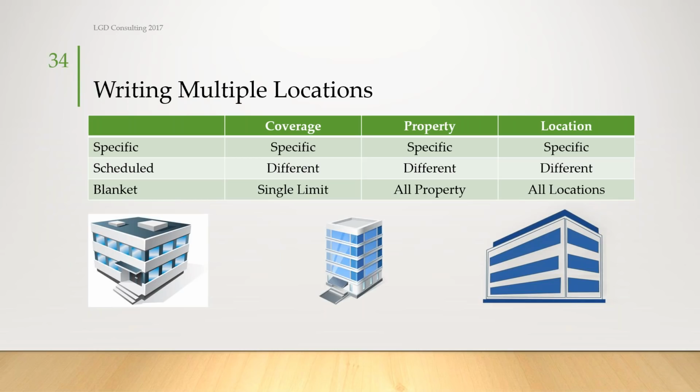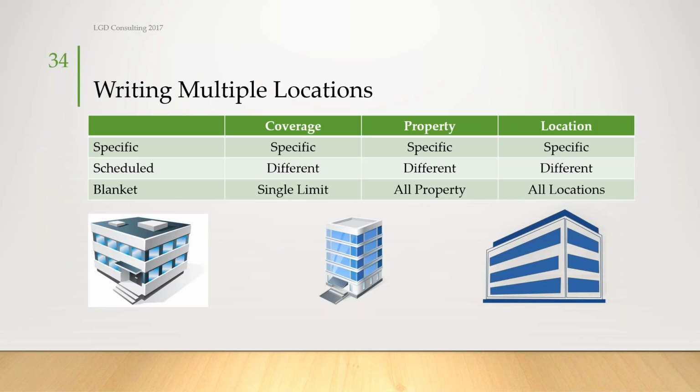Now, let me explain these two. On the test, they're going to give you an example. Someone has specific amounts of coverage on specific pieces of property at different locations. Or someone has different amounts of coverage on specific pieces of property at specific locations. Or maybe they have specific amounts of coverage on different pieces of property at specific locations. Now, anytime you see the word different in one of those 3 categories, different coverage, different property, different location, even though the other 2 items are specific, your answer is going to be scheduled.